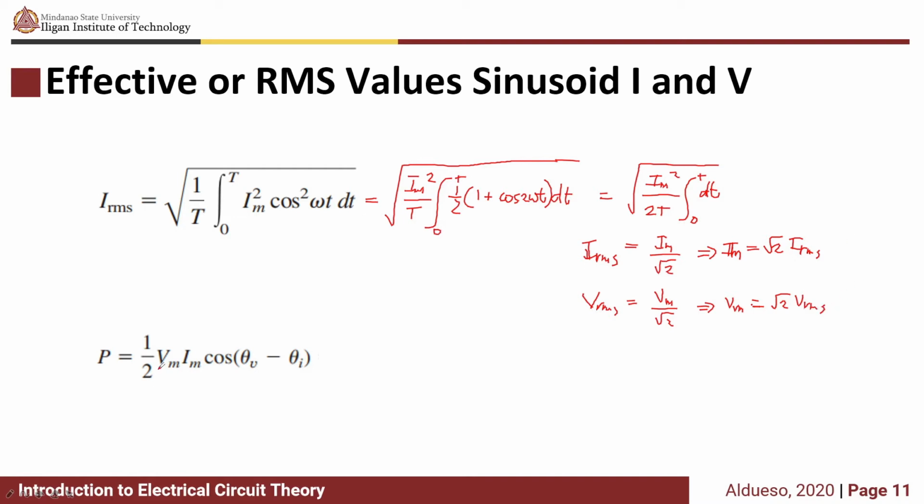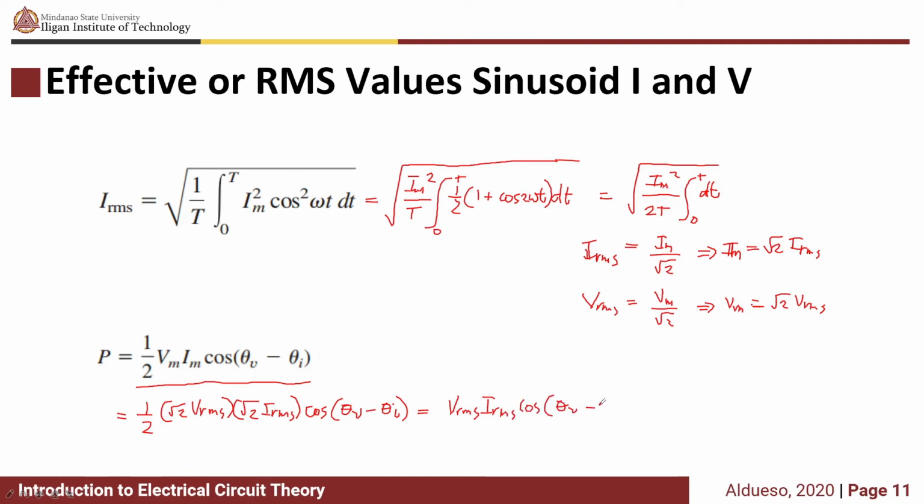Looking at the average power, the average power is given by this equation. Now using the RMS values for I and V, we have 1/2 times the square root of 2 VRMS times the square root of 2 IRMS times cosine of theta V minus theta I, which is equivalent to VRMS times IRMS times cosine of theta V minus theta I. So we have our equation for average power using VRMS and IRMS.